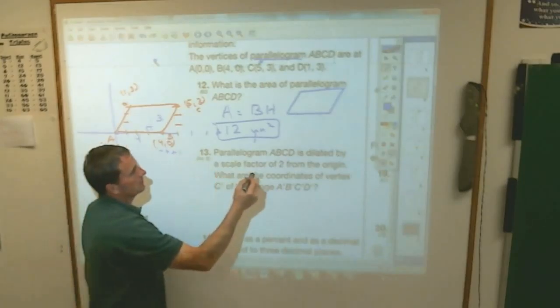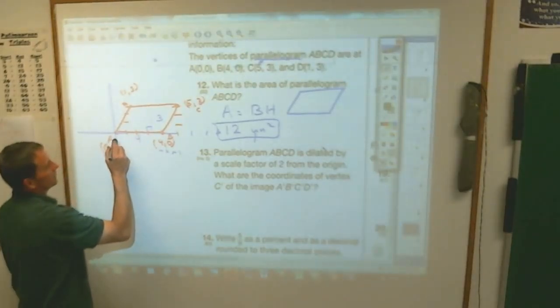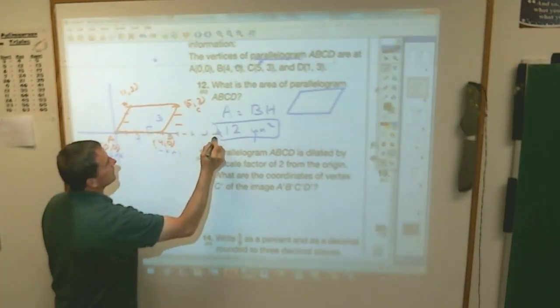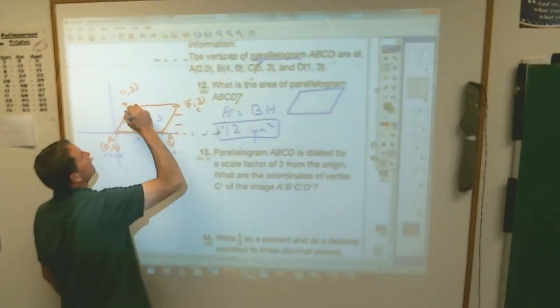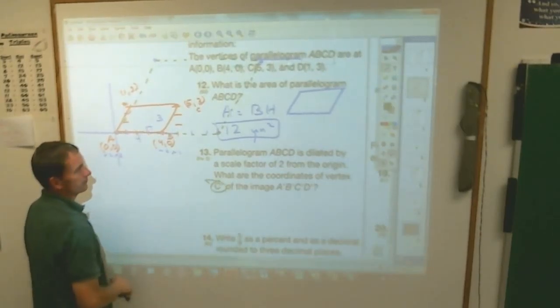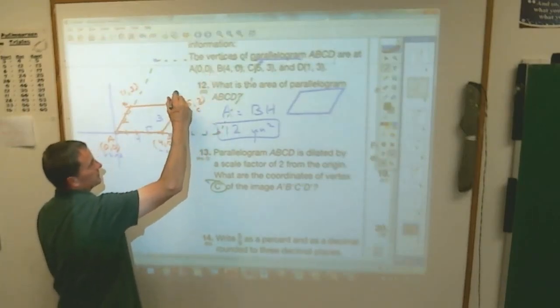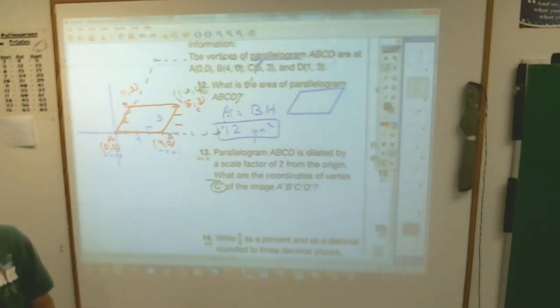So your new, what color shall we do? Let's do green. So your new one's going to look like this. It's going to be way up there, way up there, way up there, and way up there. What are the coordinates of the vertex of the image C prime? C prime is just going to be 10, 6. You didn't have to draw that. You just need to multiply by 2. Sorry, but that's what it is. That was a long answer to a pretty short question, actually.